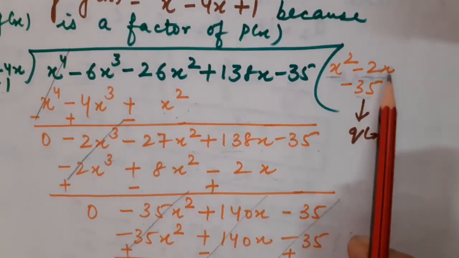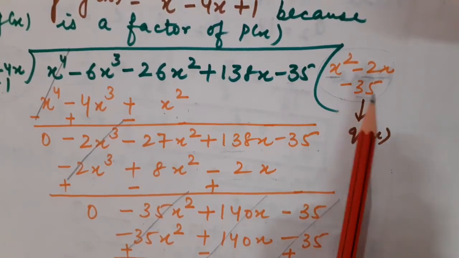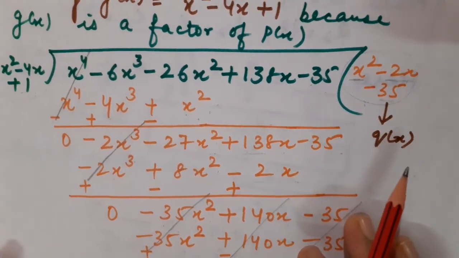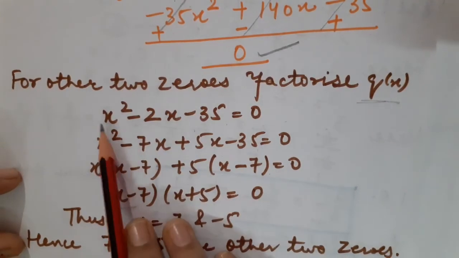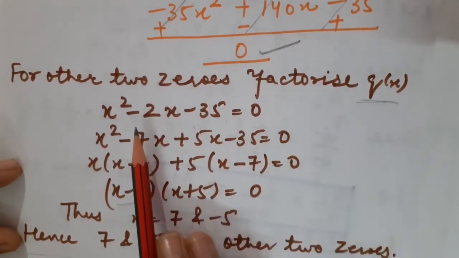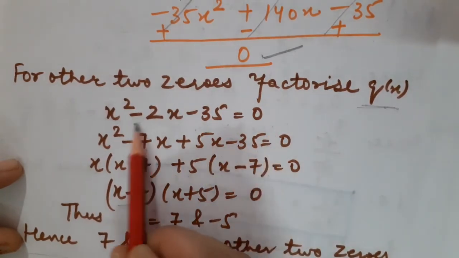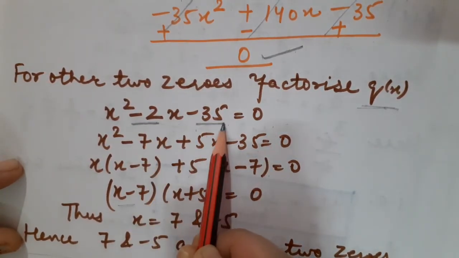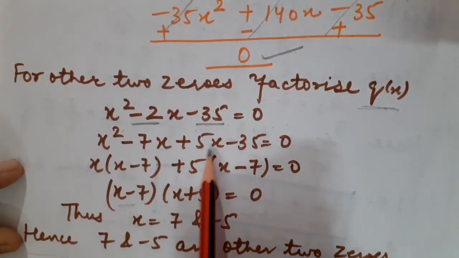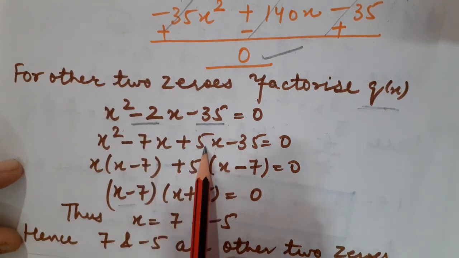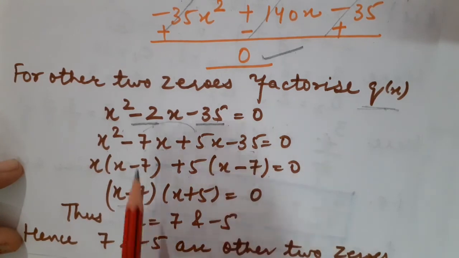Now children, this is a quadratic polynomial. Now I am going to split or factorize it so that I can come to know the rest of the two zeros of the biquadratic polynomial. So for the other two zeros, factorize q(x). This is x square minus 2x minus 35 equal to 0. Sum should be minus 2, product should be minus 35. So what are the factors? x square minus 7x plus 5x. Minus 7 plus 5 will give you minus 2 and the product will give you minus 35.